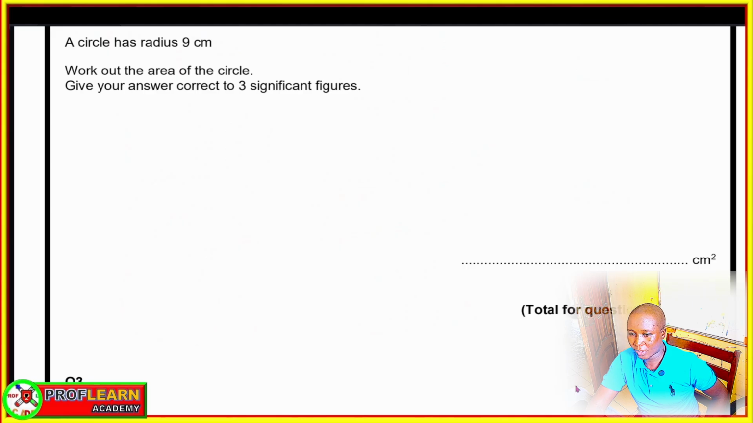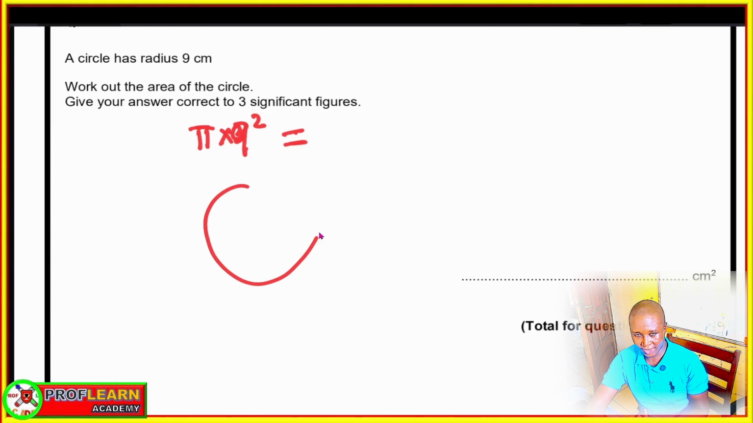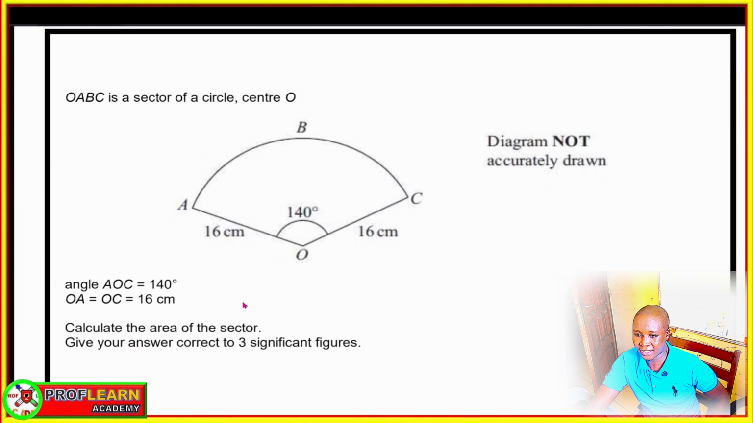Question number 2, I want you to try it out. If you are given the radius 9, you see now this one we're not going to find the diameter or radius, now we're given the radius directly. We're going to use 9 the way it is, so the radius is 9, meaning that's 81 pi, and to 3 significant figures this is going to be 254 centimeters squared. We substitute it there, and now proceeding and changing the gear to sectors.